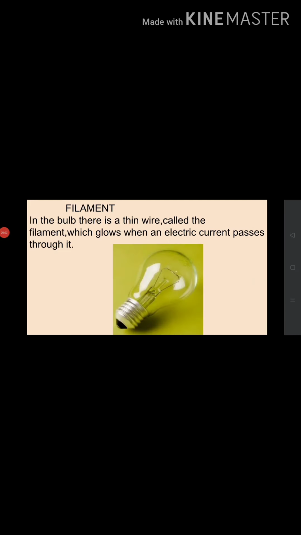You might have seen the filament. In the bulb, there is a thin wire that is called filament that glows when an electric current passes through it. When the bulb gets fused, its filament is broken.